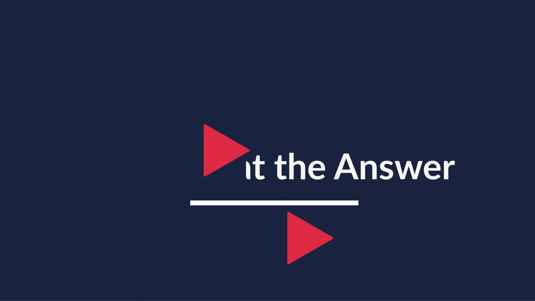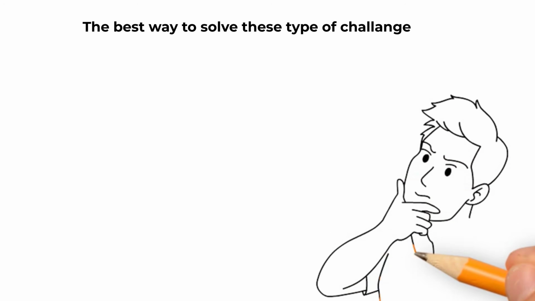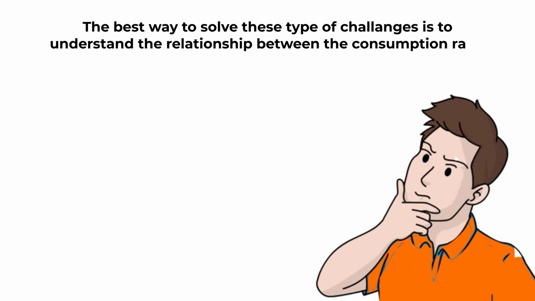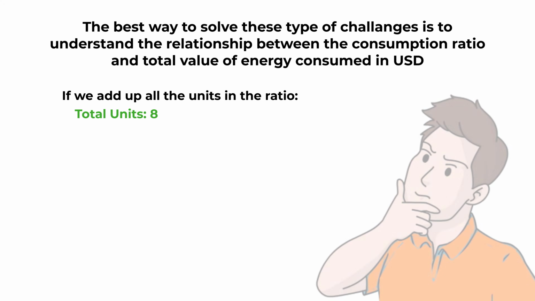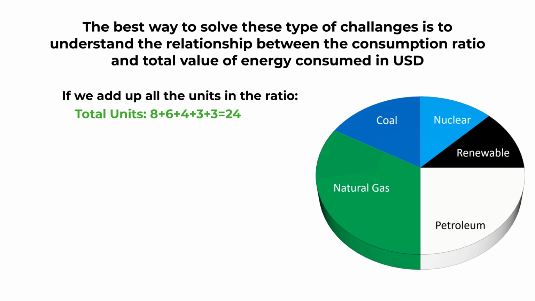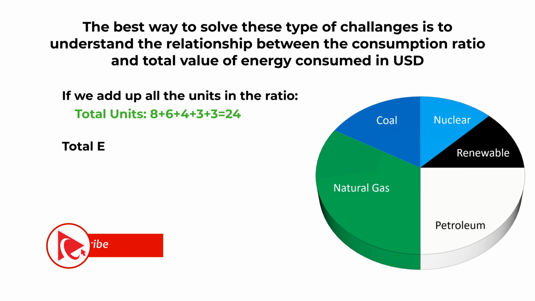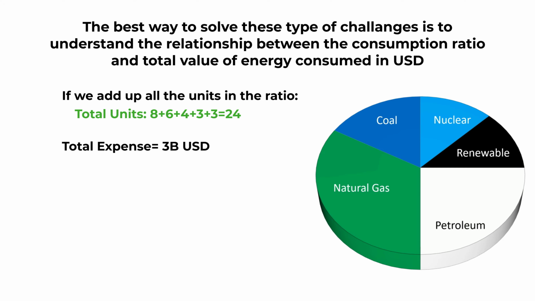The best way to solve these types of challenges is to understand the relationship between the consumption ratio and the total value of energy consumed in US dollars. If we add up all the units in the ratio, we get the sum of 24, because 8 plus 6 plus 4 plus 3 plus 3 equals 24. Our total consumption expense is $3 billion, but answers are presented in million dollars, so we need to convert $3 billion into million dollars, which is equivalent to $3,000 million.